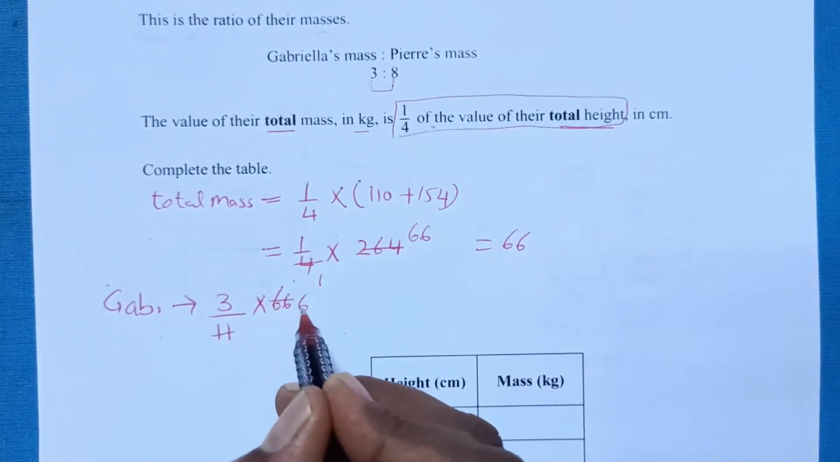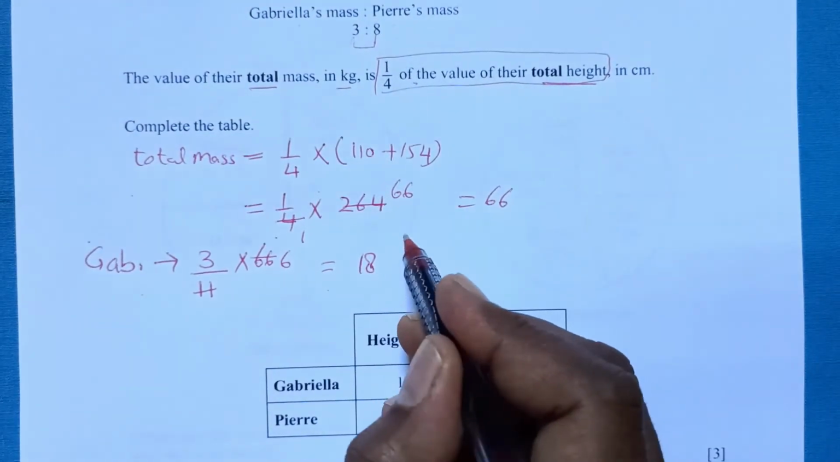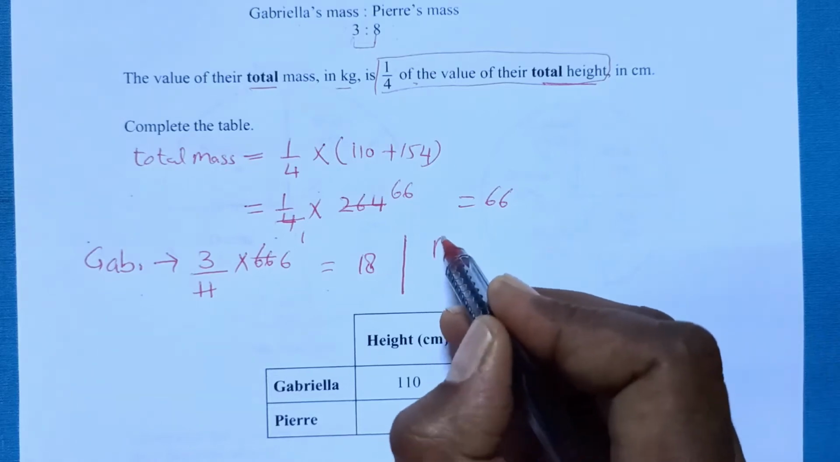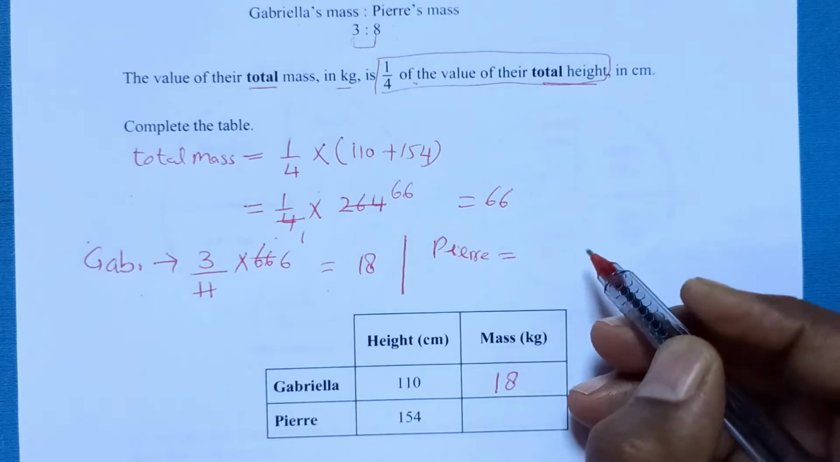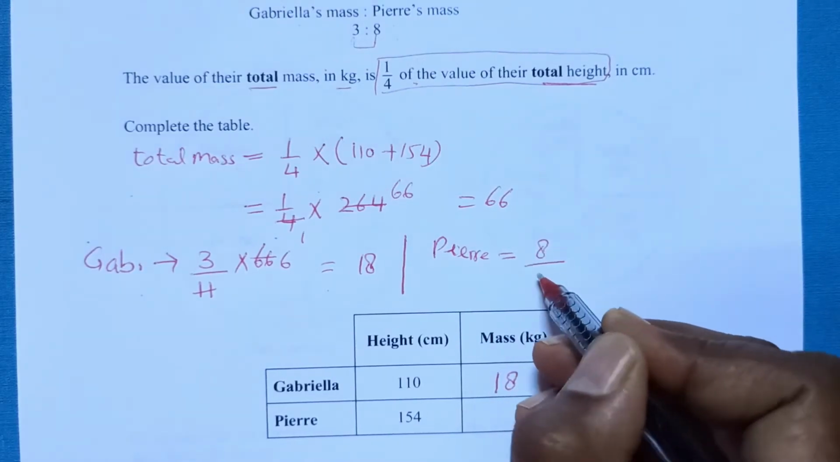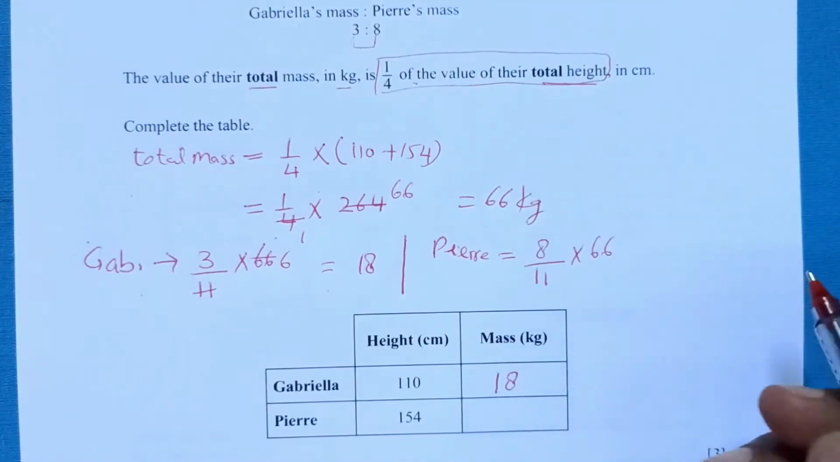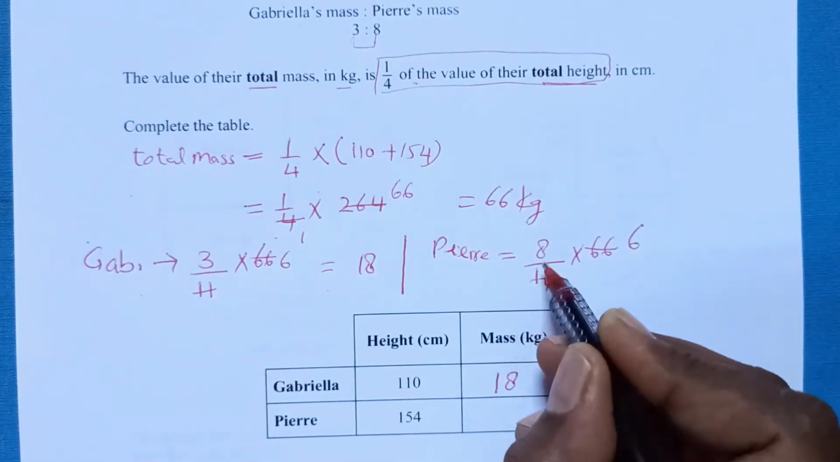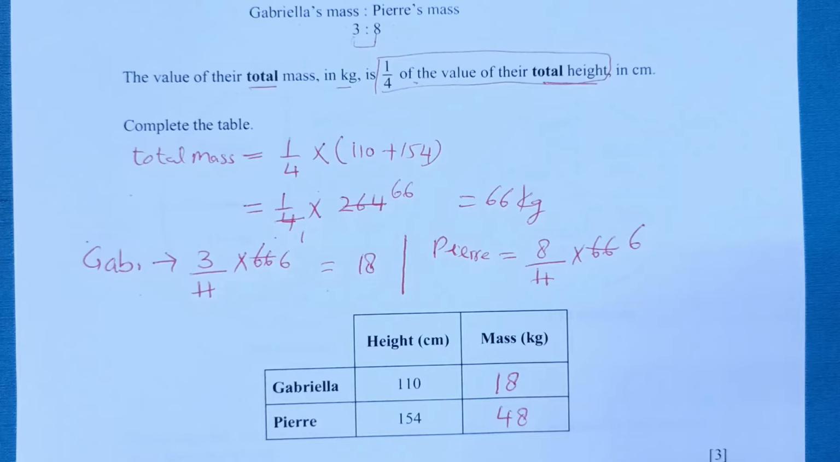So 11 times 6, so you have 3 times 6, that is 18. So 18 will go in this column. That is for Gabriela. And similarly we can find out for Pierre, that is 8 out of 11 times the total mass, which is in kilograms here. So 8 times 6 is 48. So this is how you can complete this table of masses in kilograms when we are given the height.